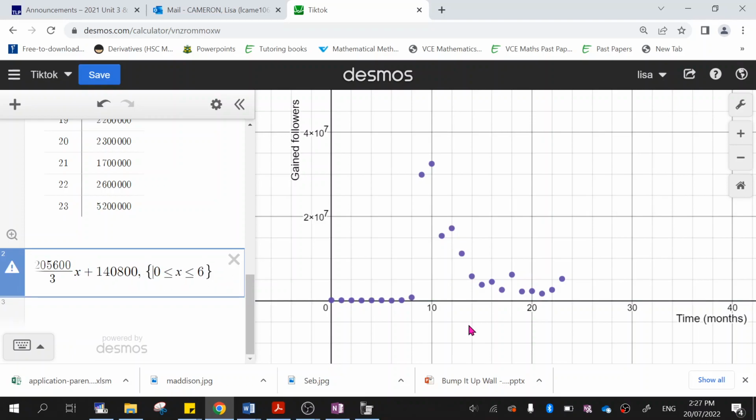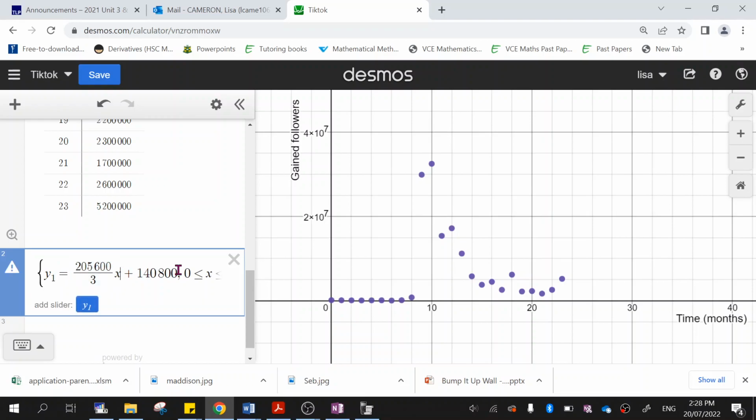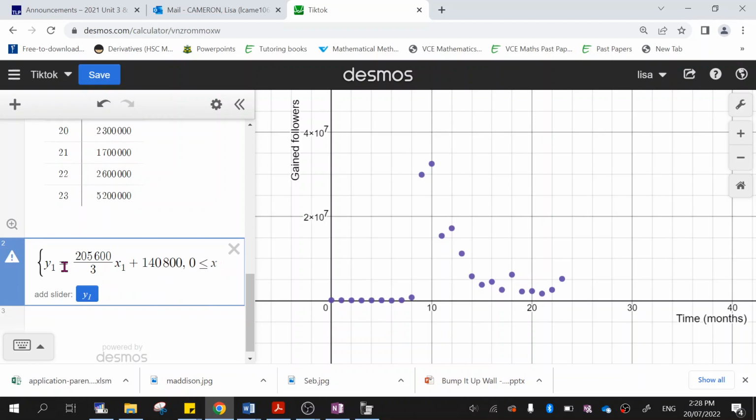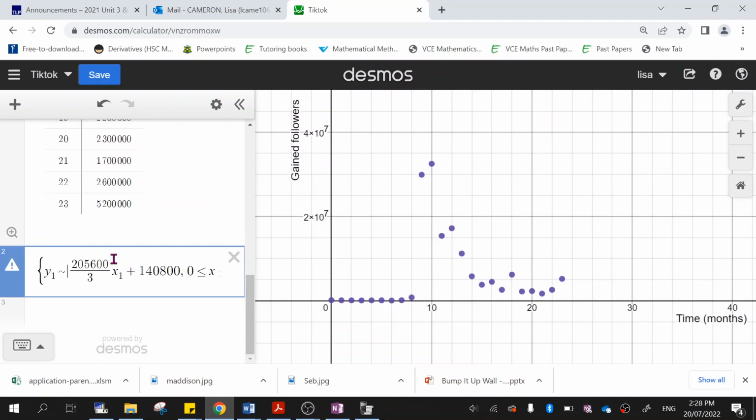Now, just remembering where these little brackets go for my piecewise functions. Nope, not there. Interesting. Maybe I do have to fit this. Nope.